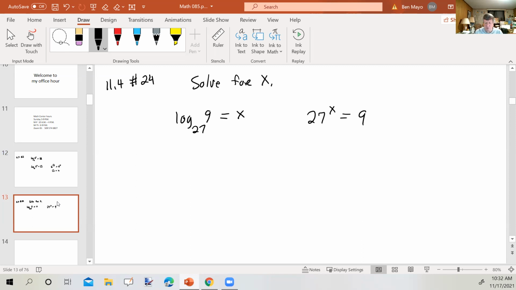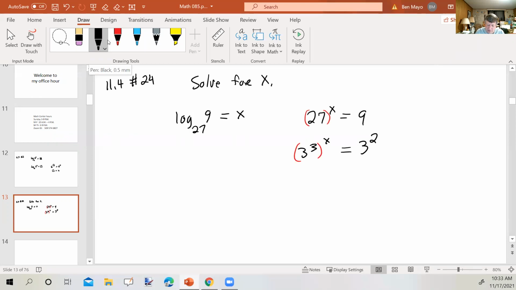Well, if I could take this equation, 27 to the x power equals 9, and get the same base on both sides of the equation, then the exponents would be equal. This one's a little bit tricky, but what I can do is take 9 and write it as 3 squared. I can take 27 and write it as 3 cubed. I'm going to say 27 is 3 cubed, right? So 27 to the x power would be 3 cubed to the x power.